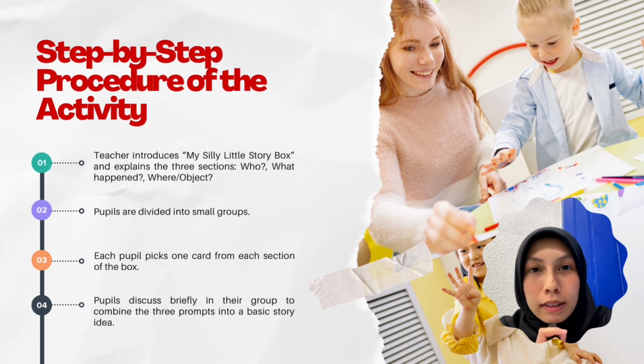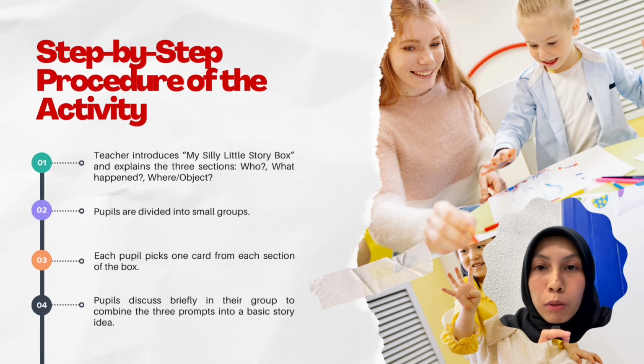For step 1, the teacher introduces the story box. The teacher shows the box to the class and explains that it contains 3 types of prompt, which are who, what happened, and where or object. The teacher briefly explains that pupils will use these prompts to build a story together using chain writing.